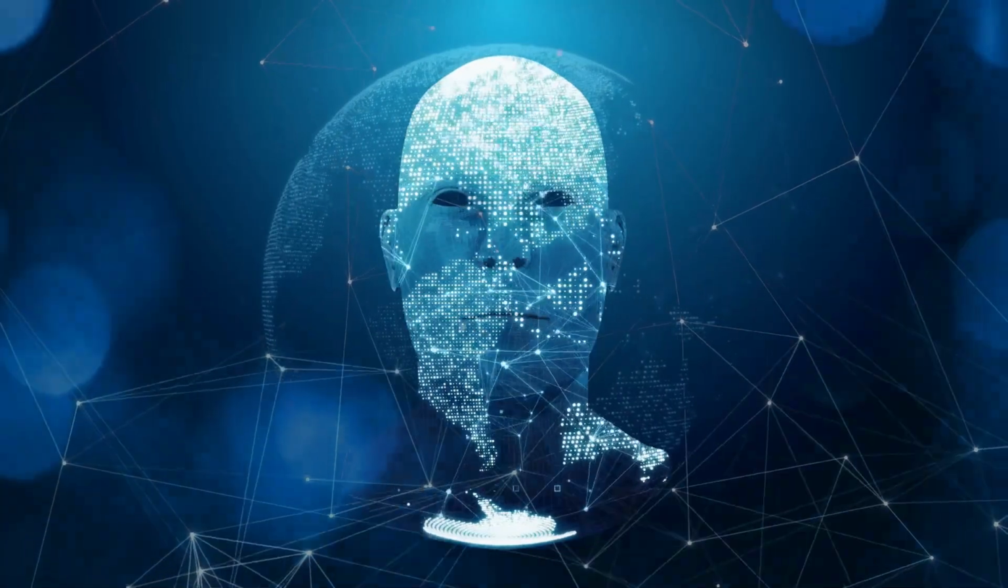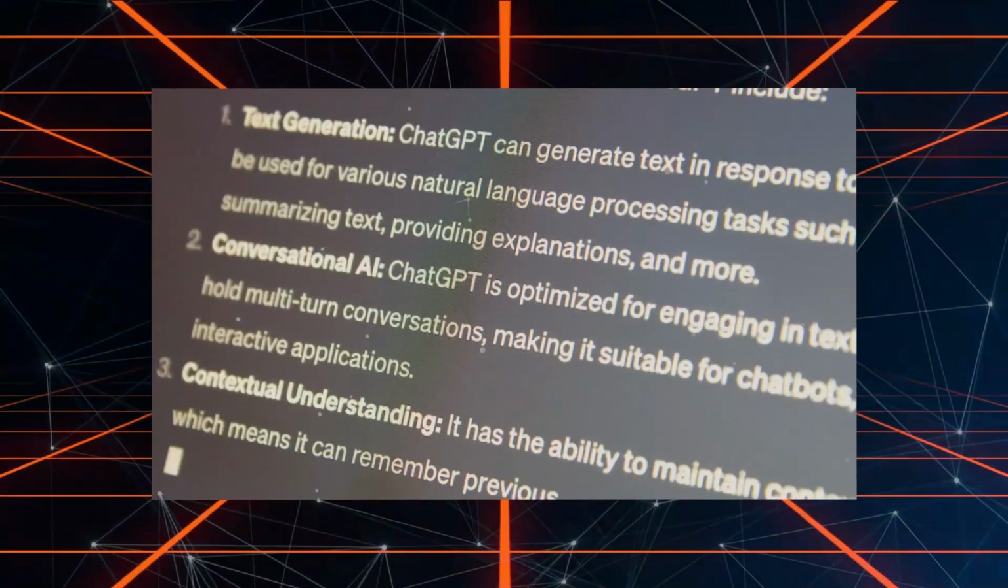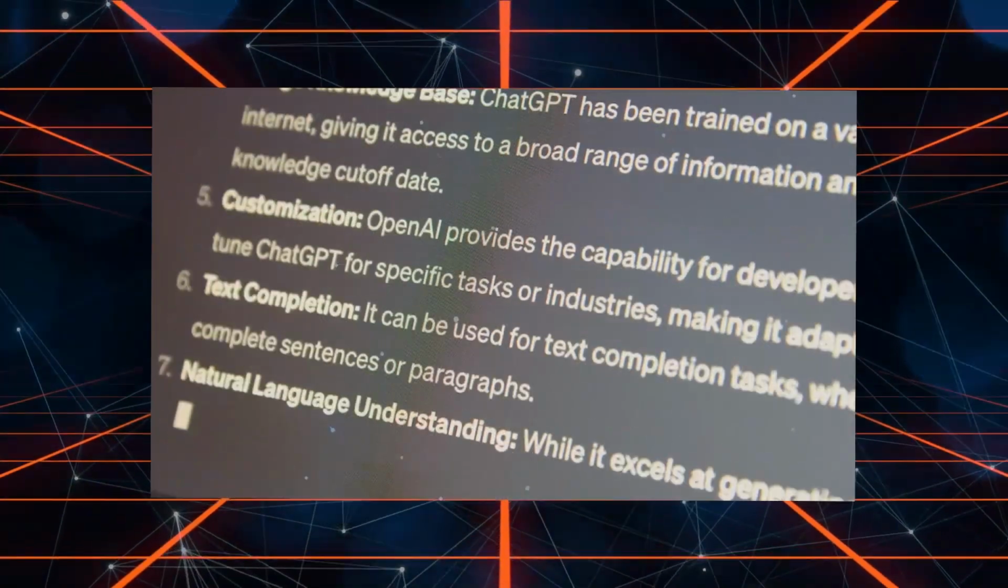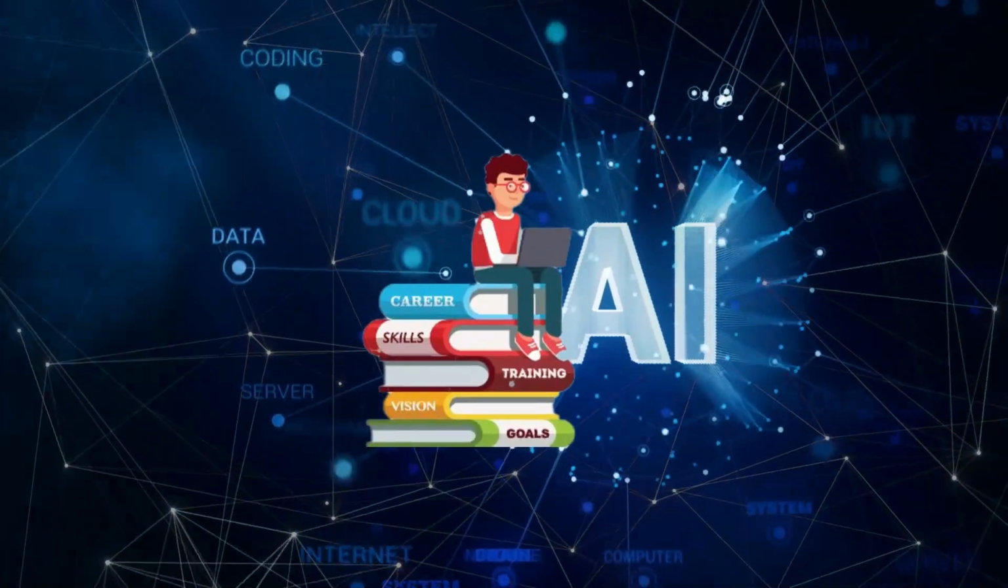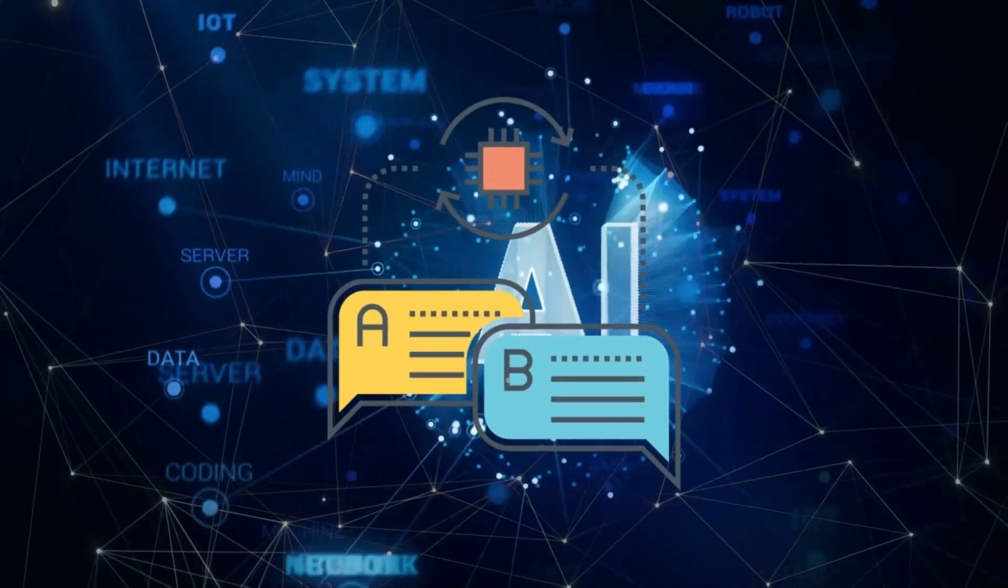Before diving into the technical details, it's essential to grasp what AI is. At its core, AI involves creating systems that can perform tasks typically requiring human intelligence. These tasks include learning, reasoning, problem-solving, perception, and language understanding.